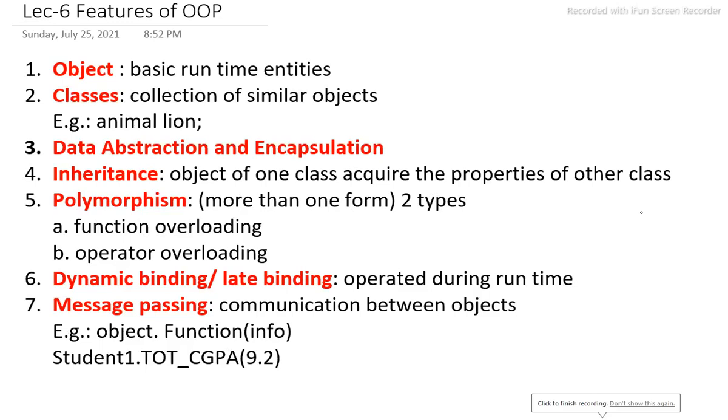In this lecture series on object-oriented programming with C++, today we are going to discuss different features of object-oriented programming. Here, seven features have been described, which are very important. The first one is object. An object is the basic runtime entity in the system or in the application.